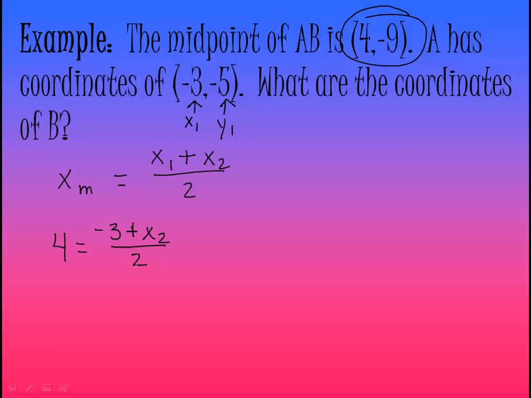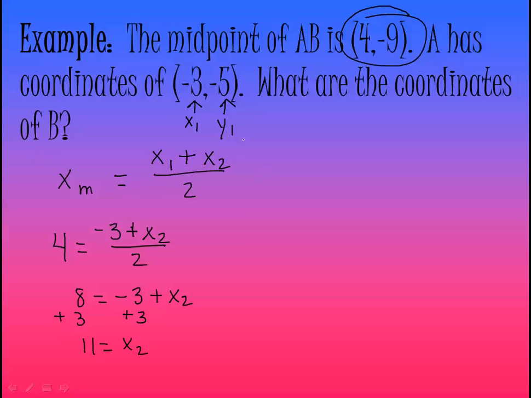I start by multiplying 4 times 2 to get the 2 off the denominator, and I have 8 equals -3 plus x number 2. If I add 3 to move the -3 to the other side, I now have 8 plus 3, or 11, is x number 2.